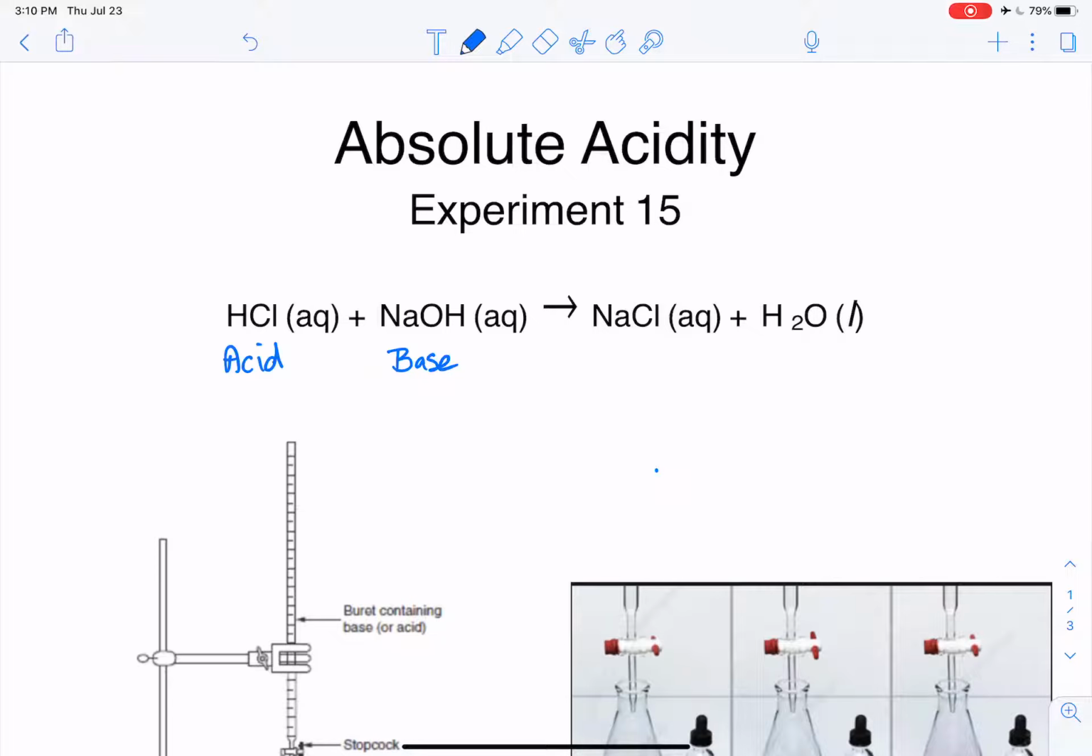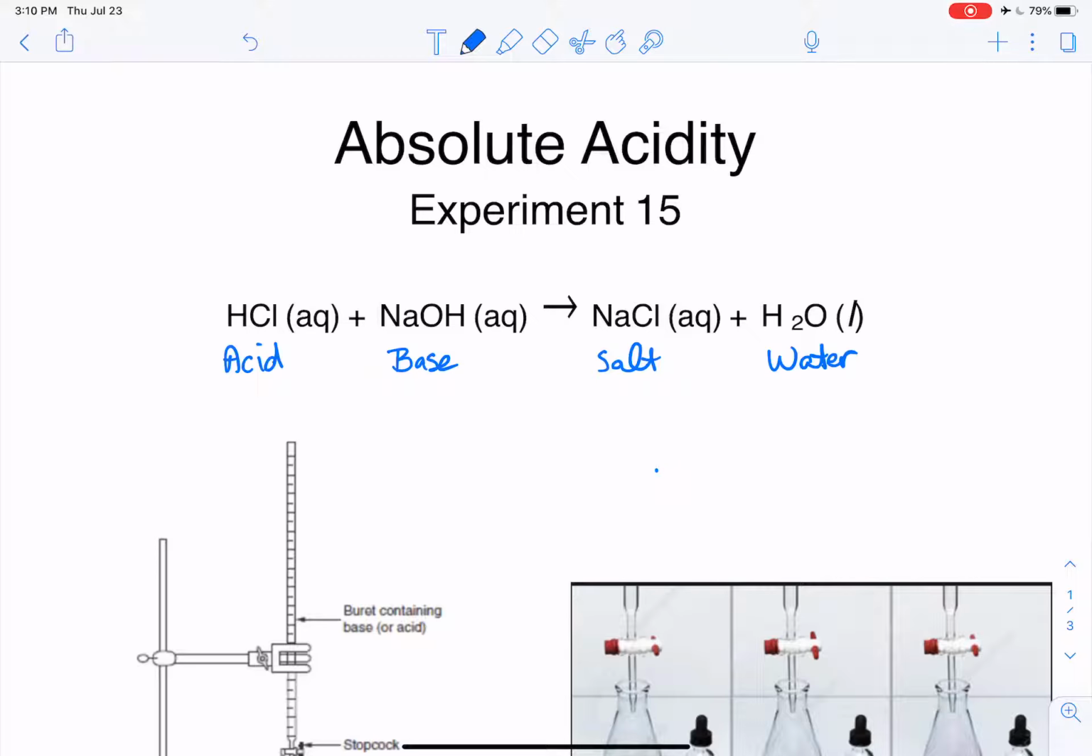And when we have a strong acid and a strong base and they react, what we're going to form is a salt and water. So if you guys have been watching the acid-base lectures, you already know that. And if you haven't been watching them, well, then you're going to go get to it right now, aren't you?